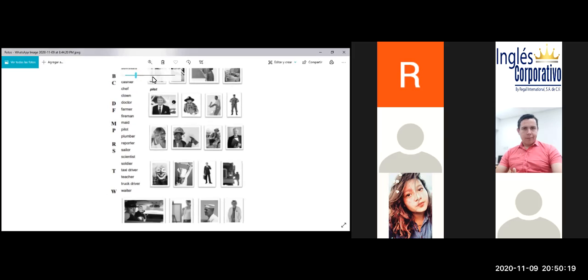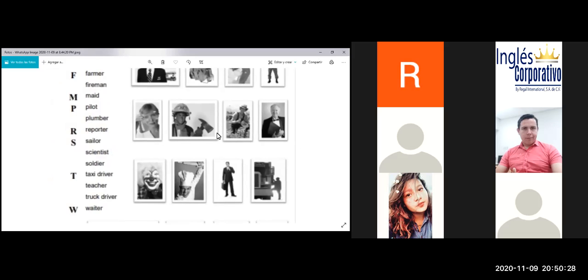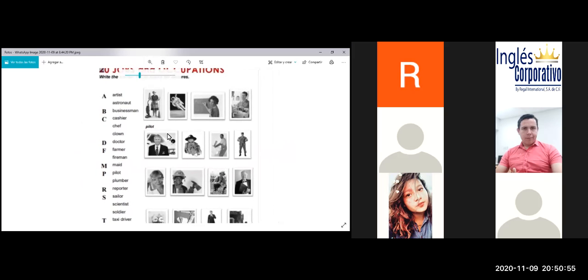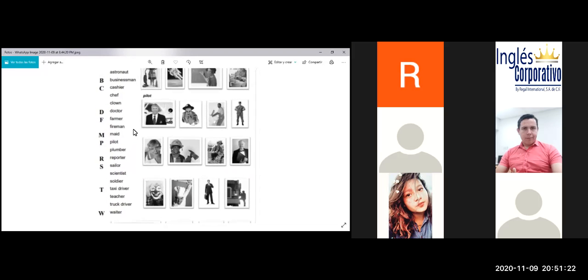The number seven. Creo que aquí abajo hay, yo creo que esta es la artista. No sé. Seven is a plumber. Yeah. It's a plumber. The other one is a soldier. Yeah. It's a soldier. Number eight. Farmer. It's a scientist. Excuse me? A scientist. Scientist.